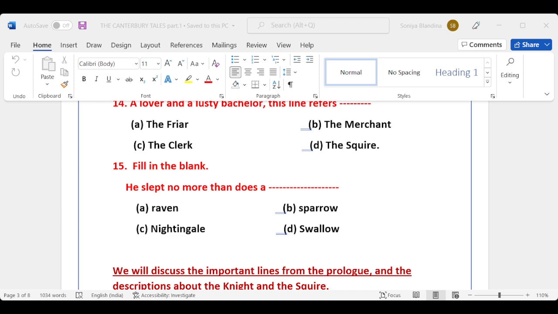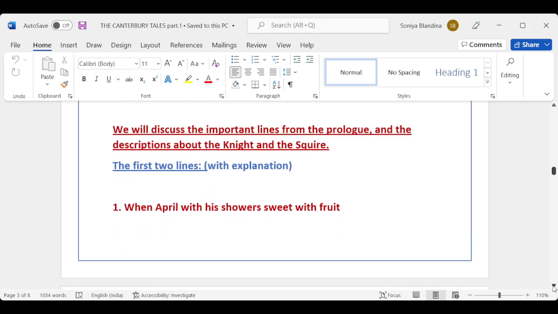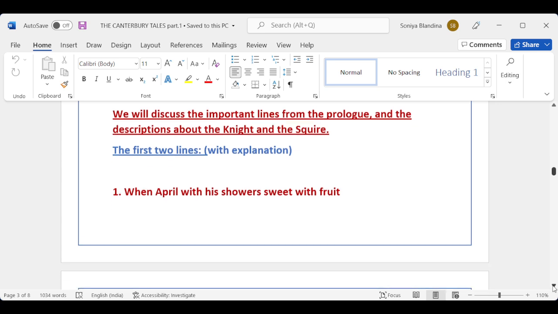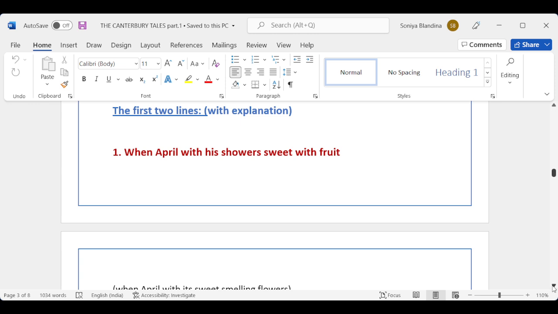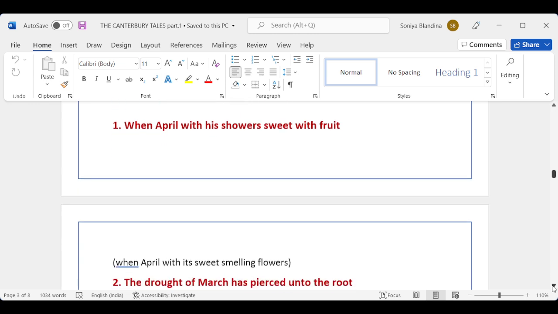Okay, that was our last question. So now, see, I gave some important lines from the general prologue, the descriptions about the knight and the squire. Okay, the first two lines of the Canterbury Tales. When April with his showers, sweet with fruit.